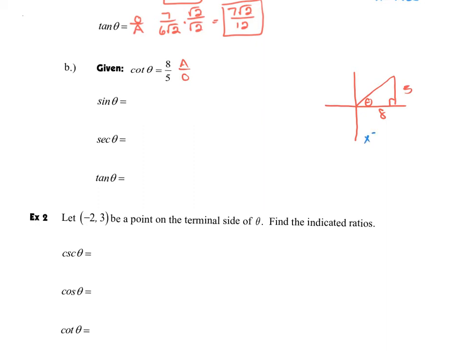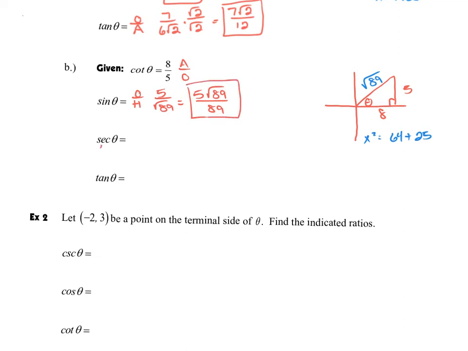a Pythagorean theorem. I'm going to have my 64 plus my 25. That's going to get me an 89. It's not going to simplify, so I'm going to have a square root of 89 on that hypotenuse. So now sine, opposite over hypotenuse, and I'm going to have 5 over square root of 89. Got to, of course, rationalize that. So this time I'm not going to write it down. I have 5 square root of 89 over 89.